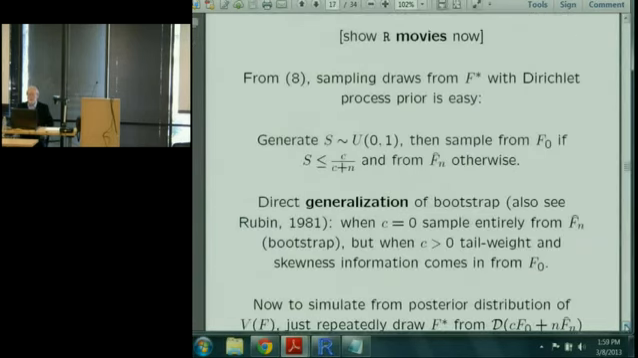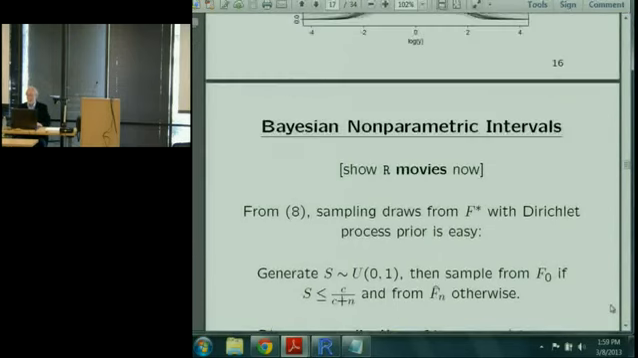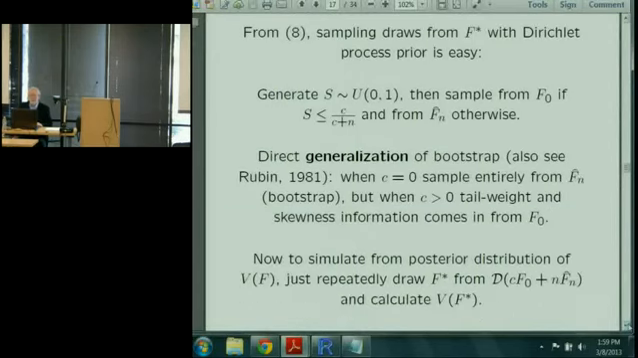So from equation 9, it should say on this page here, I'm now on page 17 of part 6, section 1. Sampling draws from F star with Dirichlet process priors is easy. Generate a uniform number, and then sample from F0 if that uniform number is less than or equal to C over C plus N, and from the empirical CDF otherwise. That gets you the right proportions. This is clearly a direct generalization of the bootstrap. When C equals 0, you sample entirely from the empirical CDF, which is the bootstrap. But when C is greater than 0, the tail weight and skewness information can come in from the prior centering distribution. So this is a way to solve the problem I showed you before.